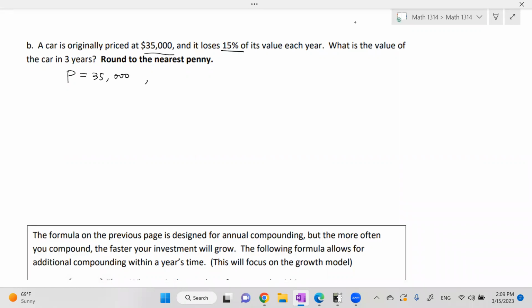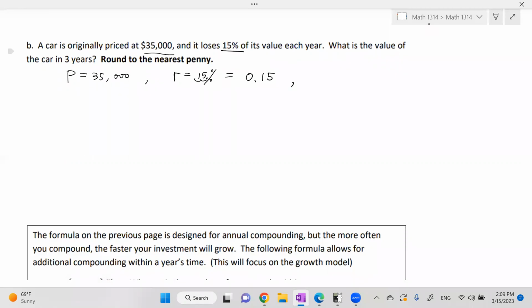35,000. What is the 15%? That's a rate. For the decay, that's 15%. Converted to decimals, we move the decimal point to the left 2 places. So I'm having 0.15.